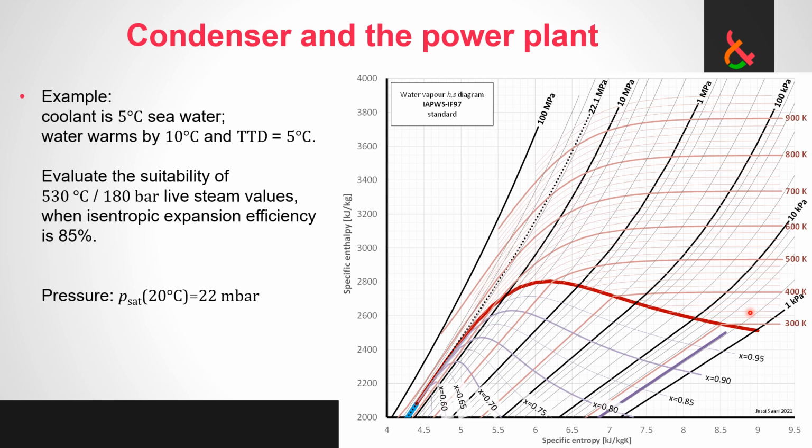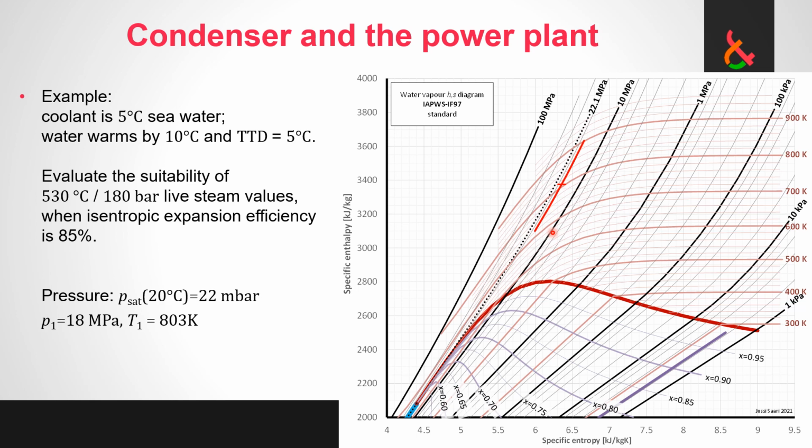Then we need to find our live steam point in the HS diagram. So 530 degrees Celsius plus 273 makes 803 Kelvin. So we're moving very close to this 830 degree line. Pressure is 180 bar, so 18 megapascals. So somewhere around here we should have our cross.